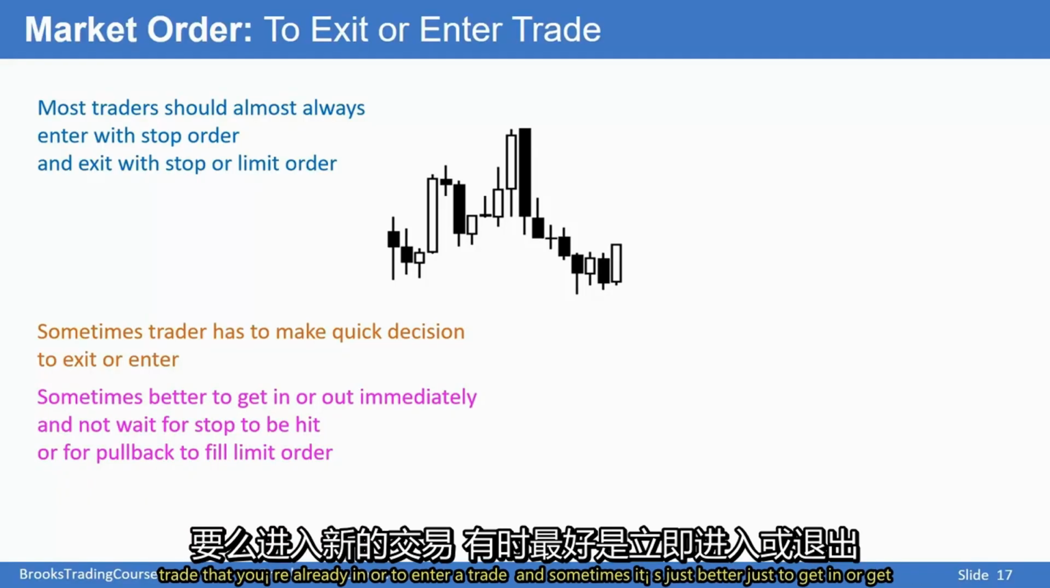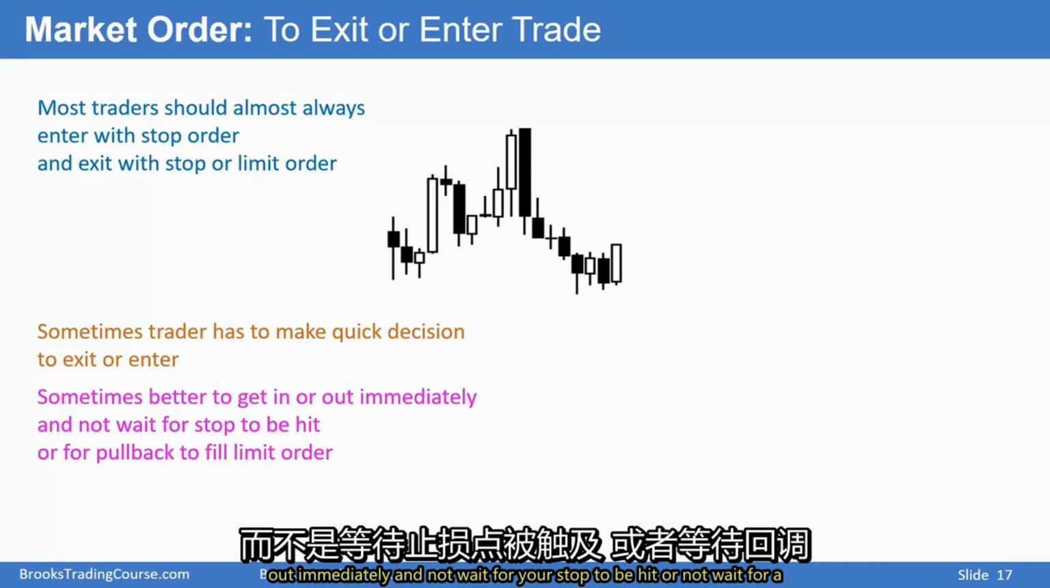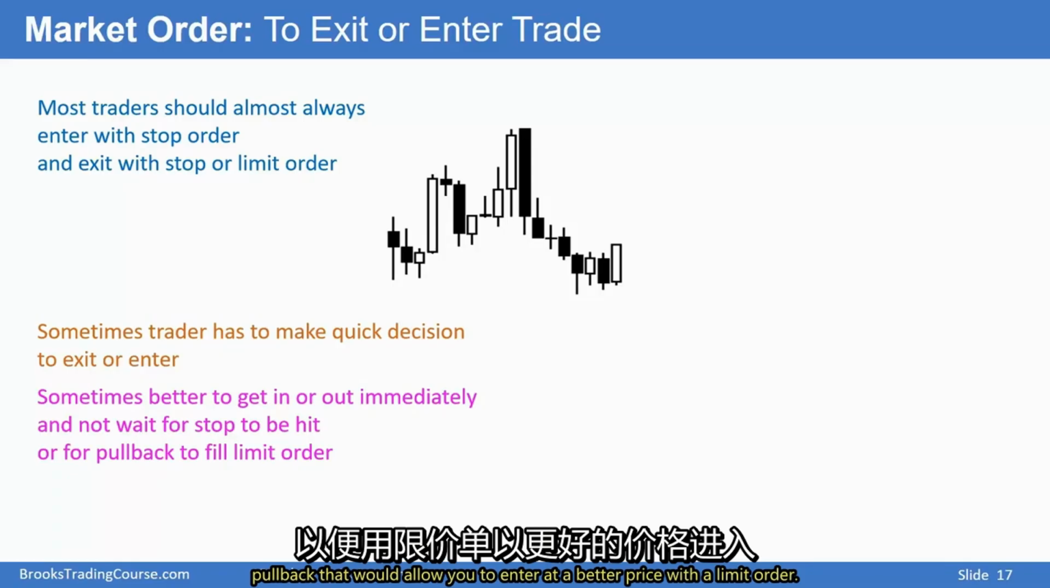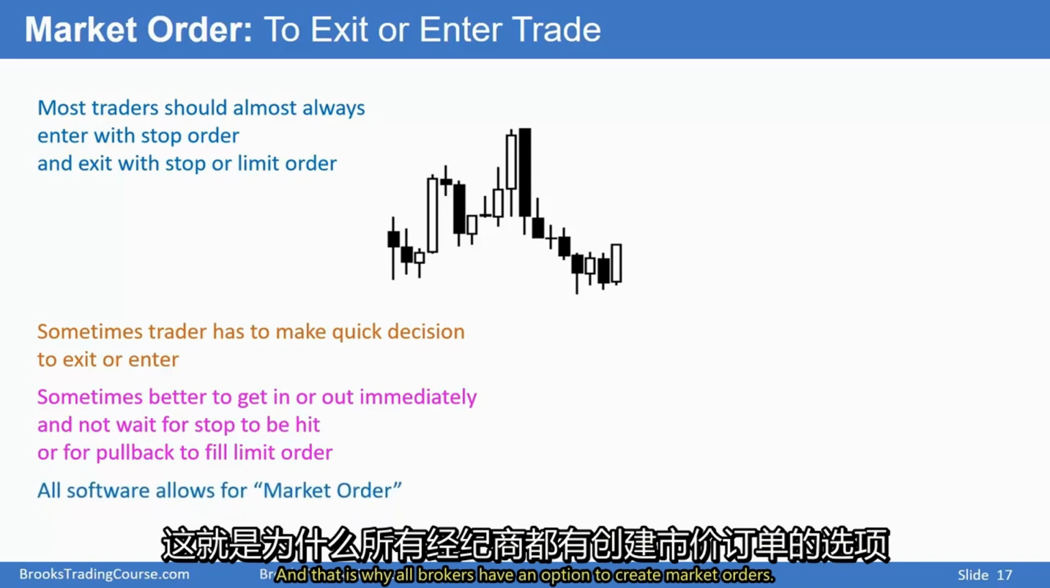And sometimes it's just better to get in or get out immediately and not wait for your stop to be hit, or not wait for a pullback that would allow you to enter at a better price with a limit order. And that is why all brokers have an option to create market orders.